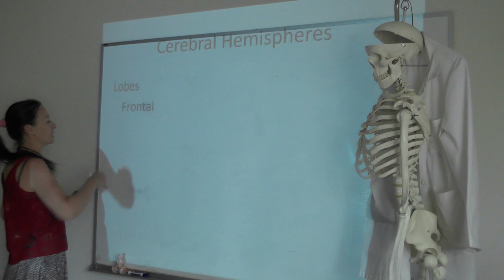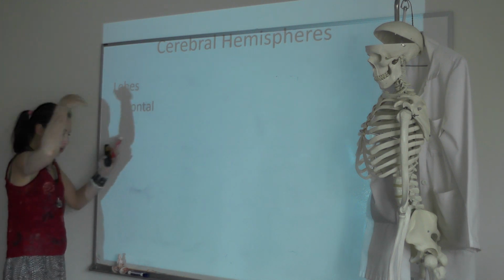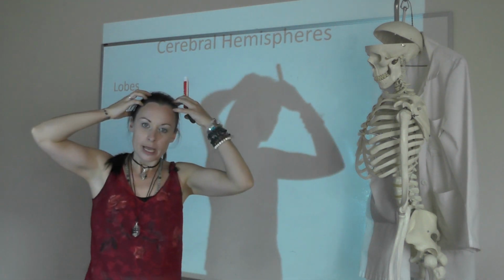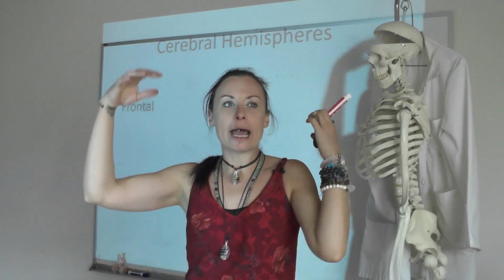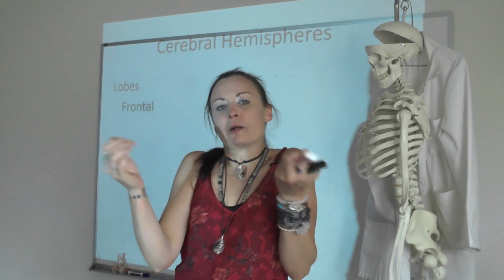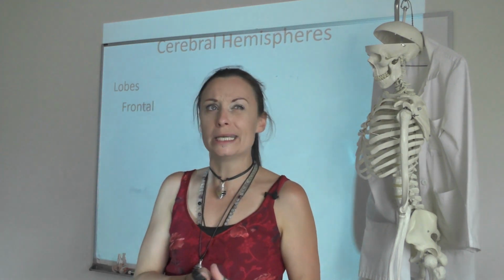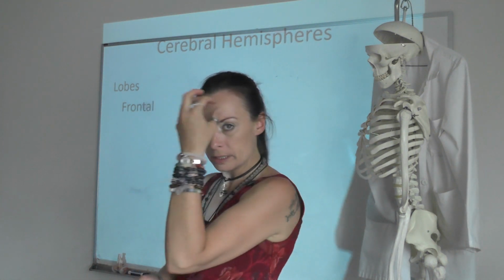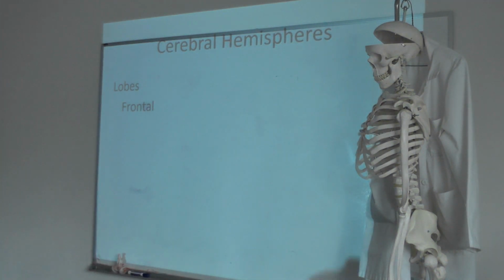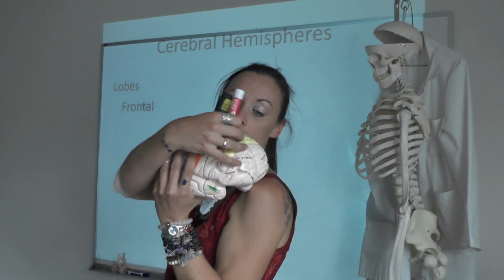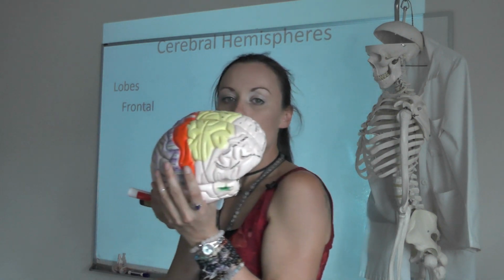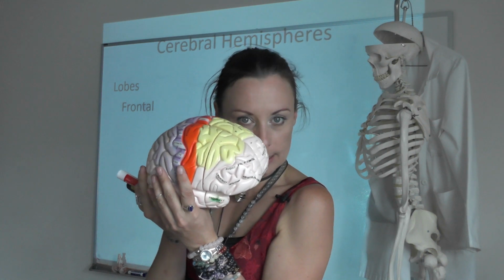Okay, cerebral hemispheres. Now, we can divide our right and our left hemispheres into different lobes. And really all of your brain is working together all the time, but we can look at specific lobes and see that they are really in control of specific functions. Your frontal lobes, these two lobes up here in the front or anterior aspect of your brain, are really where you're doing all of your higher order processing.